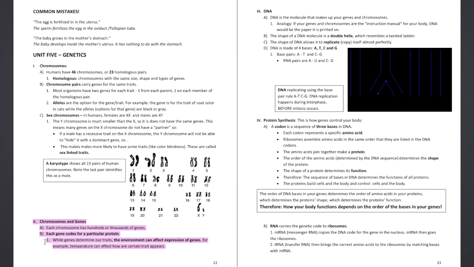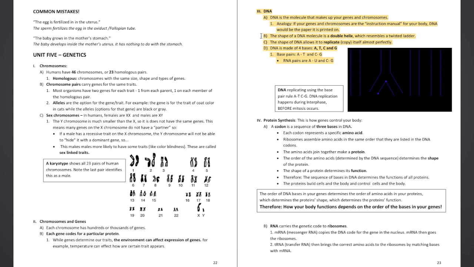1. While genes determine our traits, the environment can affect expression of genes. For example, temperature can affect how certain traits appear. 3. DNA. A. DNA is the molecule that makes up your genes and chromosomes. 1. Analogy. If your genes and chromosomes are the instruction manual for your body, DNA would be the paper it is printed on.